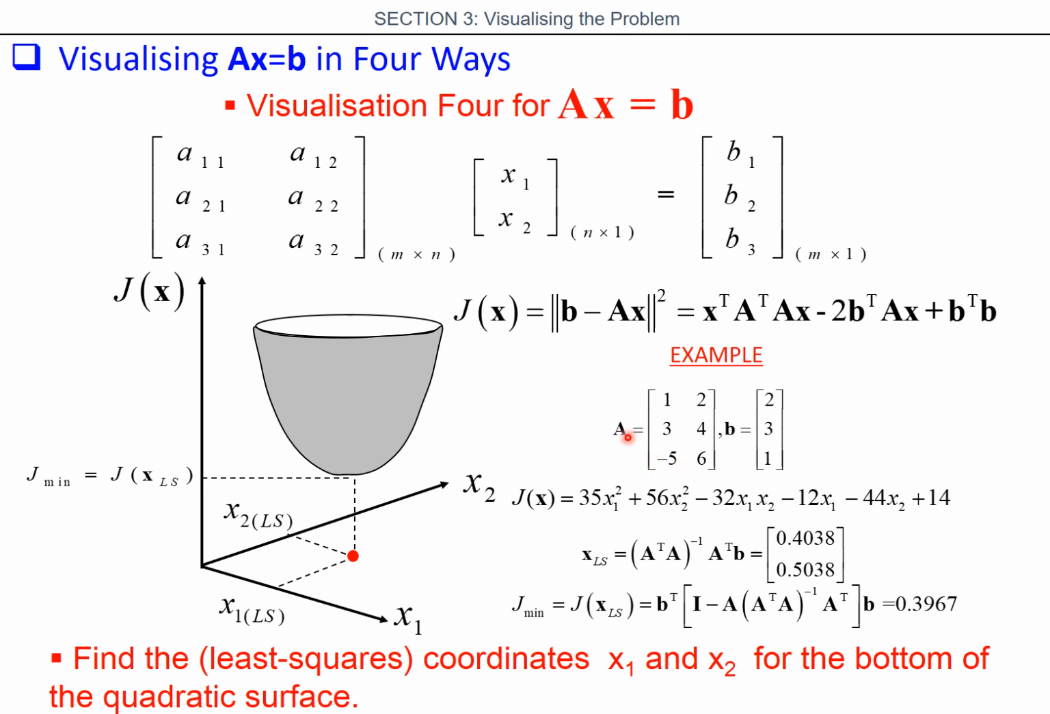So as an example, if we take that's the value for A and that's the value for B, we end up getting this expression for the quadratic in two variables, and we know what the least squares solution is. So we get 0.4038, 0.5038, and it corresponds to this red point here. And the minimum of that quadratic can easily be shown to be this, which is 0.3967. So that's the fourth way of visualizing the problem.